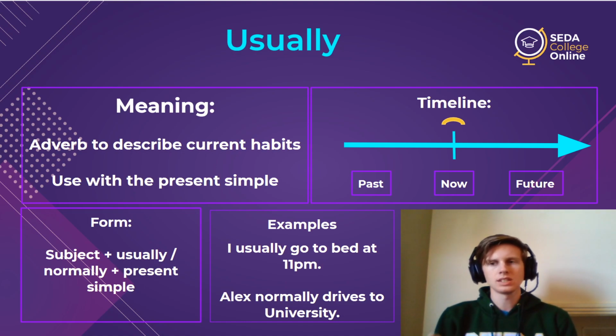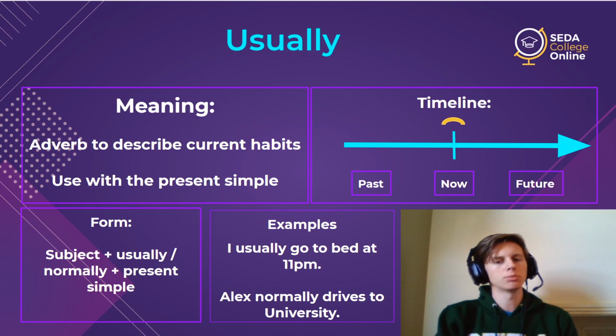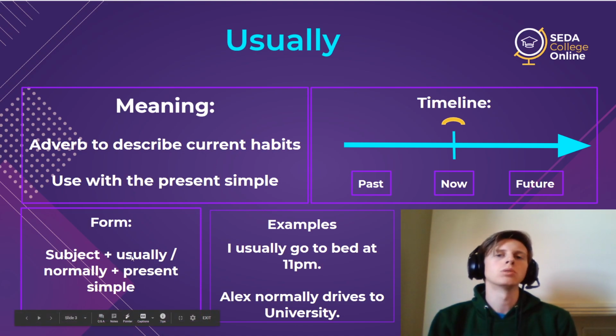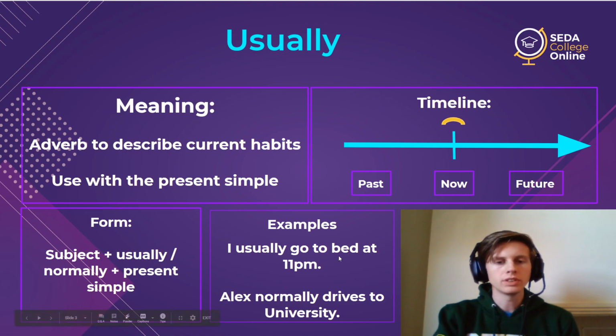So this one's pretty straightforward. Present simple sentence, your habit, and then you just put usually before the verb, or normally, or currently. And it does not have to be here. The most normal position in the sentence, or the most normal location, is after the subject, before the verb. But you can move it around the sentence and it doesn't change the meaning.